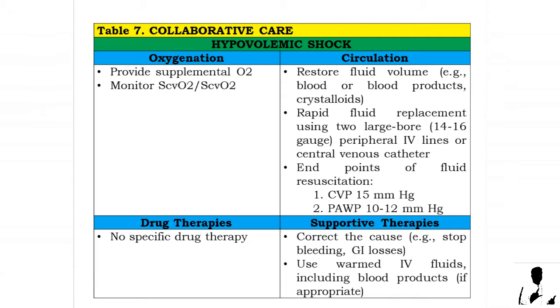Supportive therapies include correct the cause, for instance, stop bleeding, GI losses, and use warmed intravenous fluids, including blood products, if appropriate.